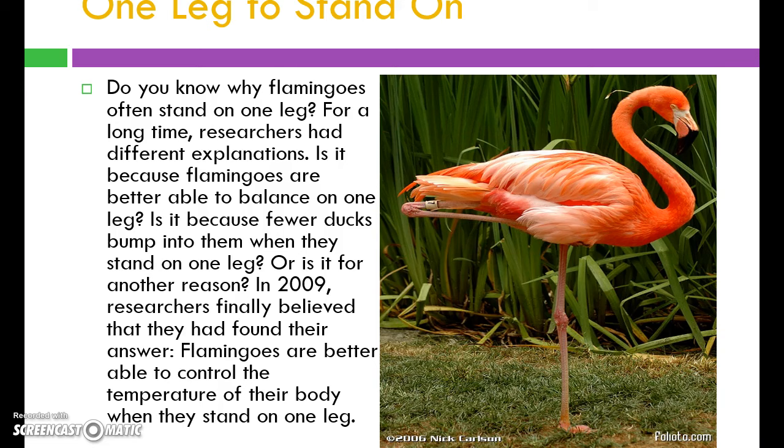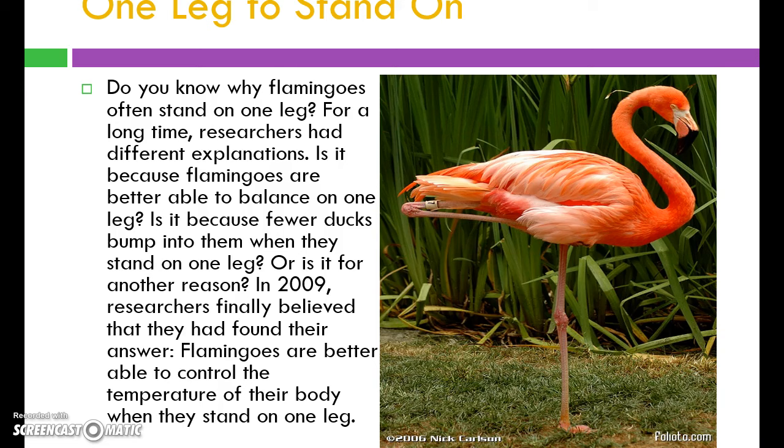So flamingos, let's talk about this. We see pictures, look, that dude's just chilling on one leg. For a long time, researchers had no idea why flamingos stood on one leg. Is it because flamingos are able to balance better on one leg? Is it because fewer ducks bump into them when they stand on one leg? Or is it for another reason?